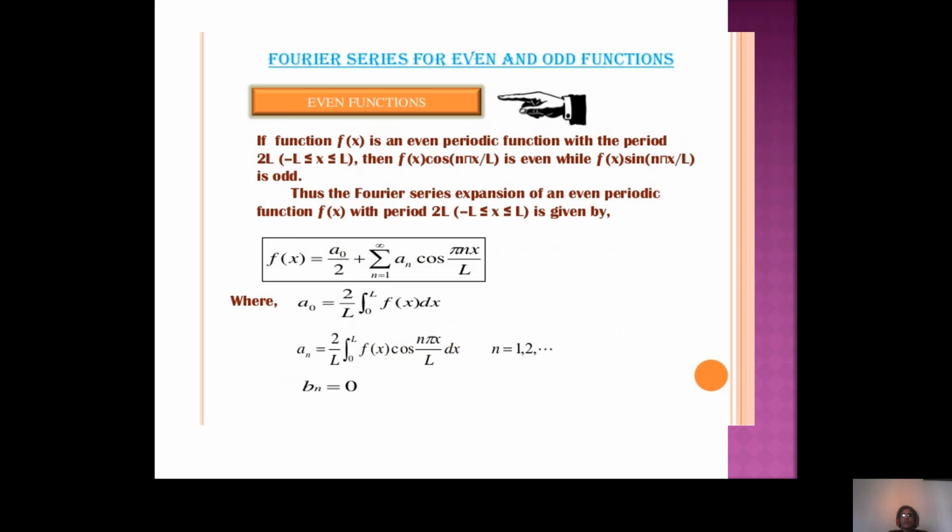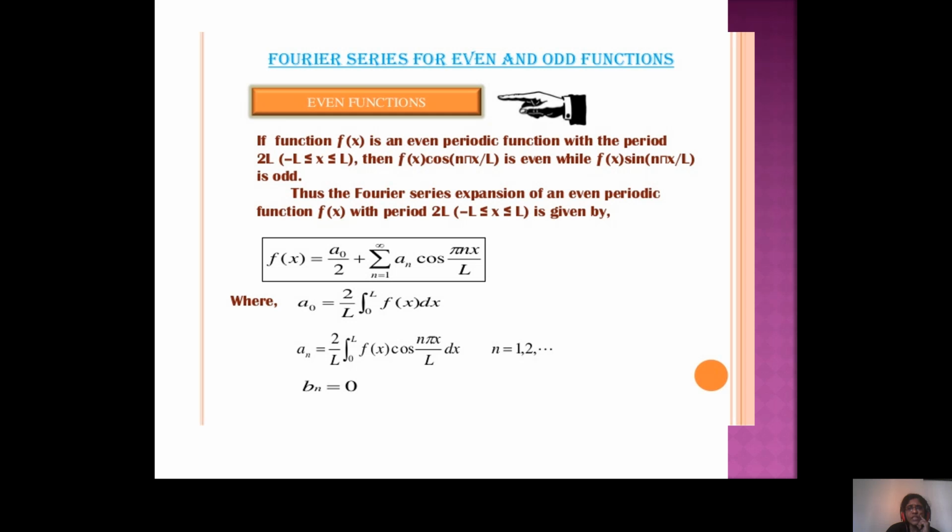So next, Fourier series for even and odd functions. We already discussed these topics in the last session. So once again I am telling about what the Fourier series is, what the even and odd functions are, and how we find out the coefficients.